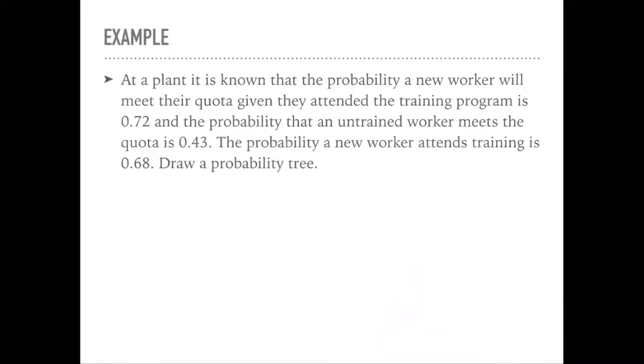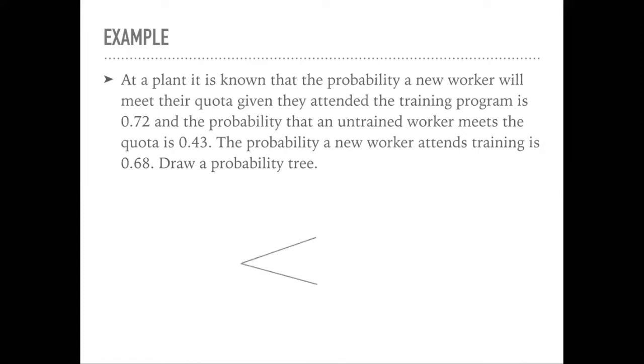All right, so let's look at an example. At a plant, it is known that the probability a new worker will meet their quota given they attended the training program is 0.72. The probability that an untrained worker meets their quota is 0.43. The probability a new worker attends training is 0.68. Draw a probability tree. So all we have to do here is draw a tree.